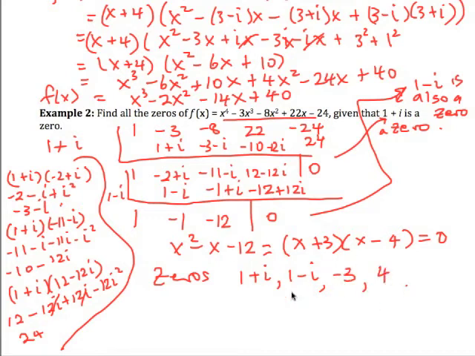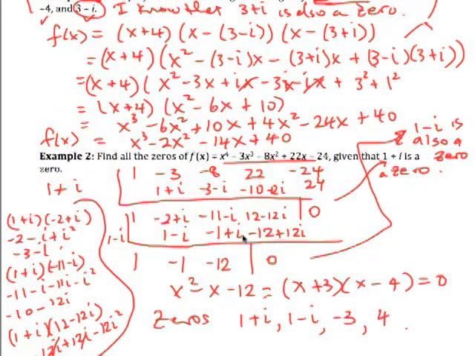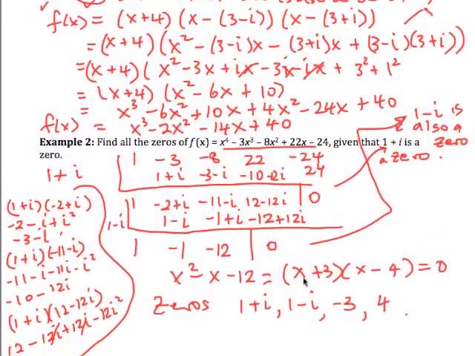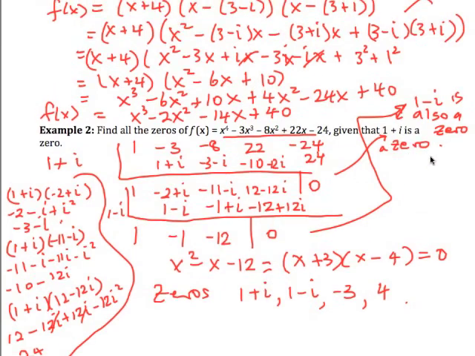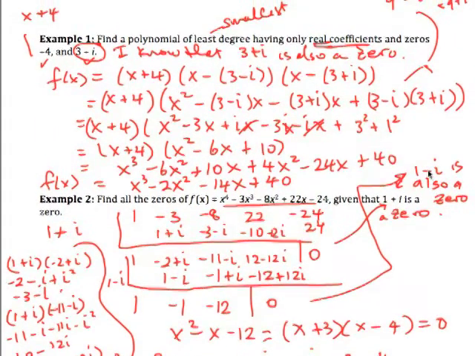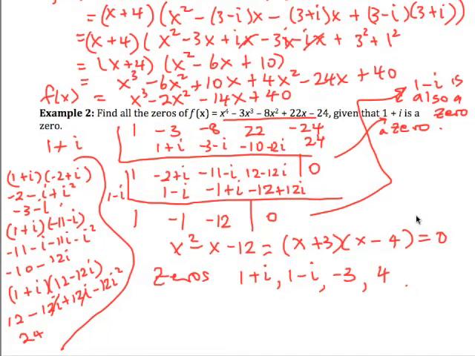And so now I have all the zeros of this degree 4 polynomial by using the conjugate zero theorem based on having just one zero, which is a complex zero. And then we get it finally down to a quadratic, and we can determine all of the possible zeros.